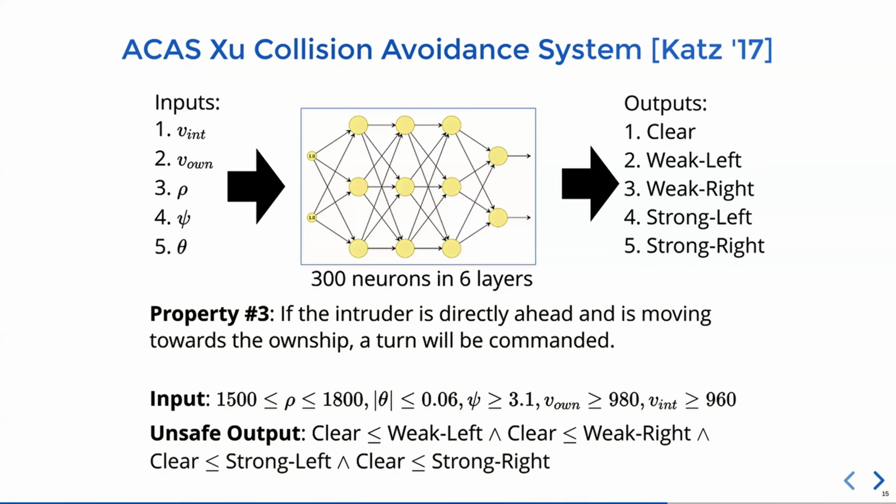And then properties are things like what I mentioned, right? If there's this head-on situation, which you can define in terms of linear constraints on the inputs, then clear of conflict should never be the command that's issued, so it shouldn't be the smallest. So if you ever find a situation where the clear of conflict output is the smallest, that's a safety violation. And this is property 3 in the paper.